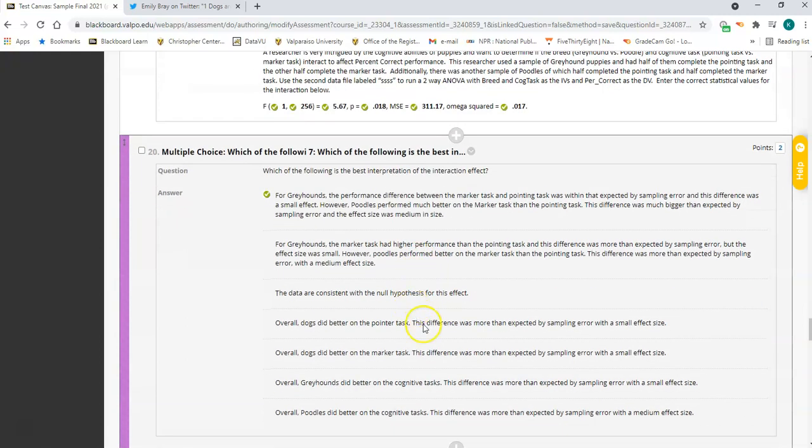All right, now, which of the following is the best interpretation of the interaction? It's this first one. Greyhounds, the performance difference between the marker task was within that expected by sampling error, and this difference has a small effect. However, poodles performed much better in the marker task than the pointing task, and this difference was bigger than expected by sampling error, and this effect size was medium. It's exactly what we just said. These others are an incorrect interpretation of the interaction, and then these others are really all main effect interpretations, and then one outcome that just says the data is consistent with the null. Remember, you have 3 statistical tests, and each test has its own null hypothesis.